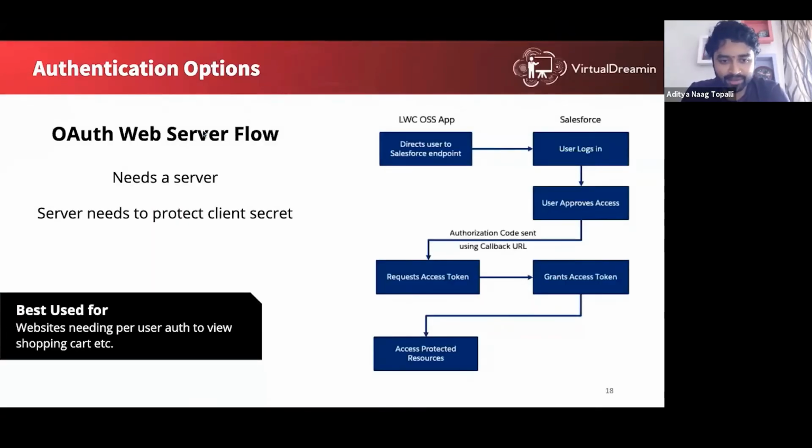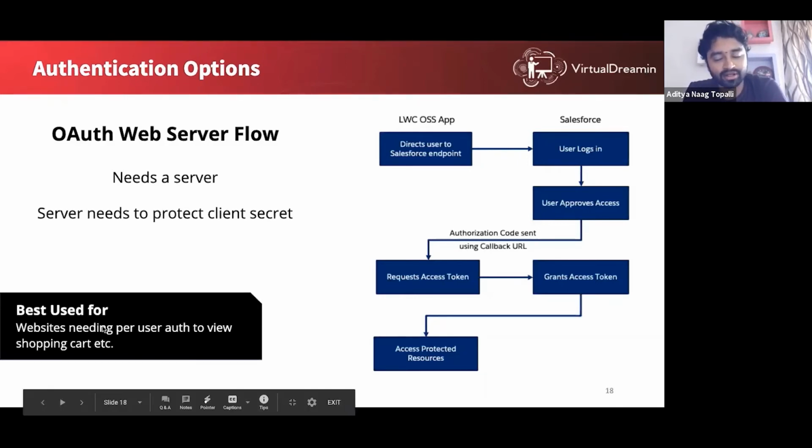The next one is the OAuth web server flow. Right now, you have seen the flow in which you're sort of hard coding your username and password, but the web server flow is a pure OAuth based implementation where your implementation can vary based on end users' credentials, which means this entire flow requires that a user logs in explicitly from the front end. And it needs a server, and the server needs to protect the client secret. I'm not going to go into depth, but yeah, it needs to protect the client secret.